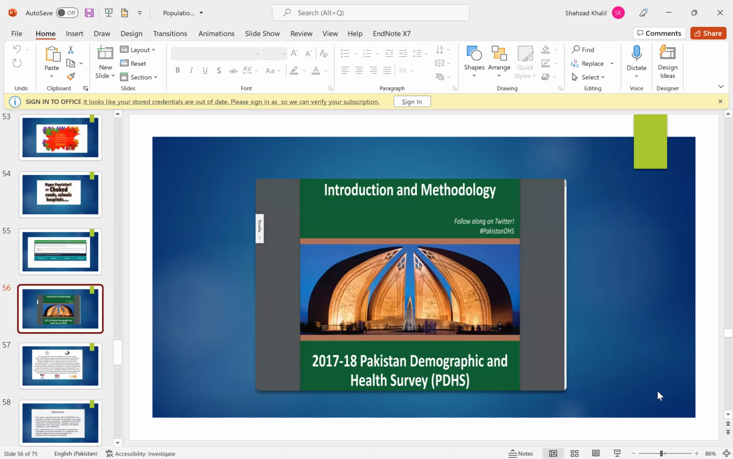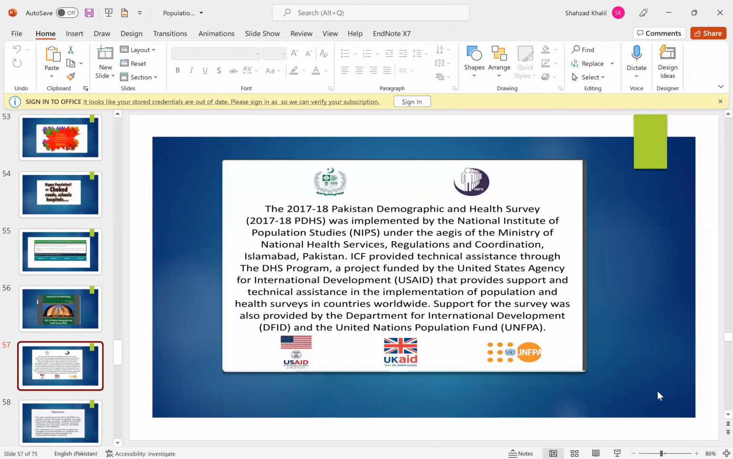The 2017-18 Pakistan Demographic and Health Survey. In 2017-18, the PDHS was implemented by the National Institute of Population Studies under the aegis of the Ministry of National Health Services, Regulations and Coordination, Islamabad, Pakistan. It was given technical assistance through the DHS Program, and this project was funded by USAID, UK, and UNFPA.